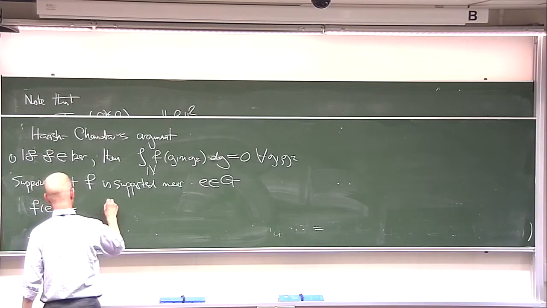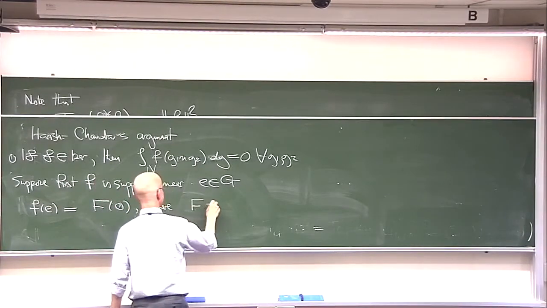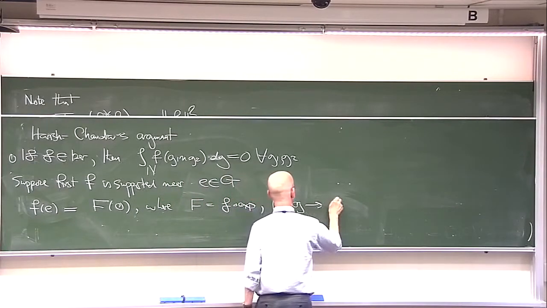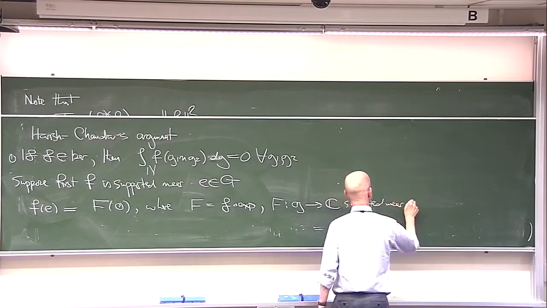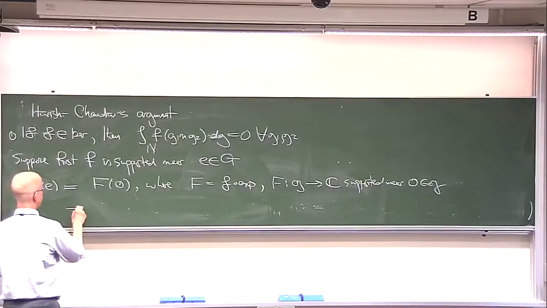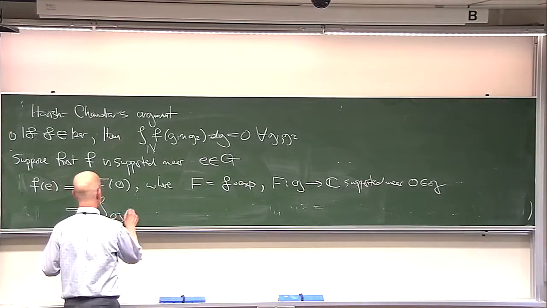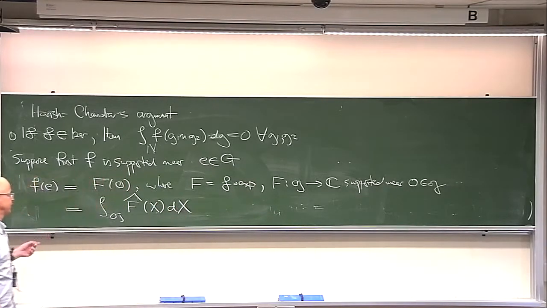Well, the first thing we're going to say is that this is F of 0, where the following holds. Big F is just little f composed with the exponential map. So big F is a map on the Lie algebra, and of course, like little f, it's supported near, well, not the identity, but near 0. And now we invoke a well-known principle from Fourier theory, finally. So we have to use Plancherel somewhere. What we'll invoke is that the value at 0 is exactly Plancherel's formula. It's the integral of F-hat(x) dx over the entire Lie algebra of G.